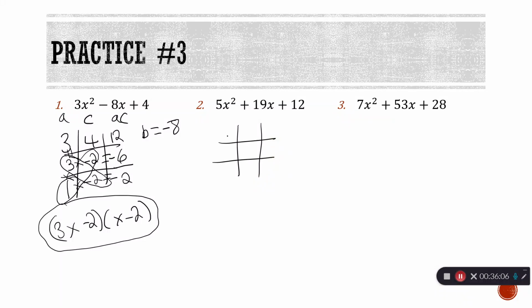Always a good idea to circle the answer so your teacher can find it fast on your page. Let's do it again. A goes here, C goes here, times them, that's 60, and B is 19. Two numbers that gotta multiply to 60 and add up to 19. Both are positive.